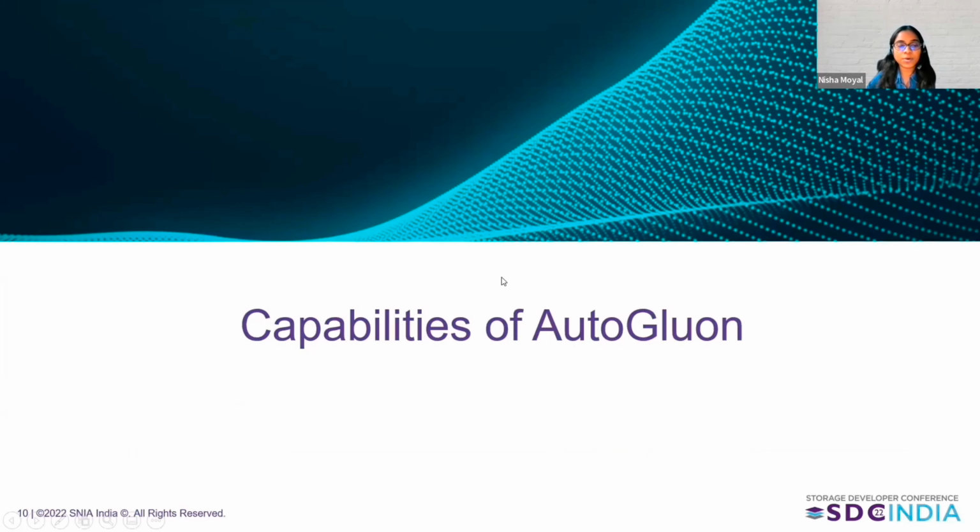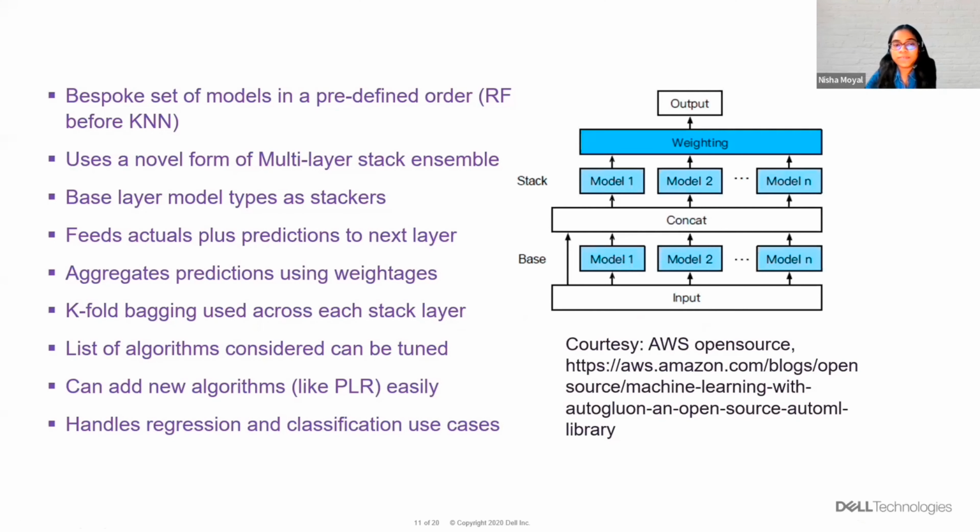Let me start with the capabilities of AutoGluon. AutoGluon enables us to leverage automatic feature selection, hyperparameter tuning, model selection, architectural search, and data processing. It comes with a bespoke set of models in a predefined order, for example, random forest before k-nearest neighbor. This order can be easily tuned, and you can even customize AutoGluon as per your use case.